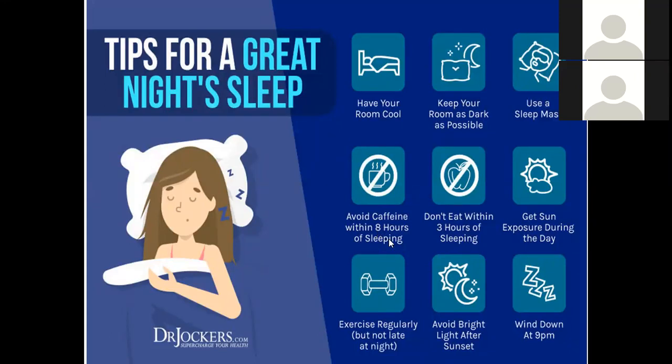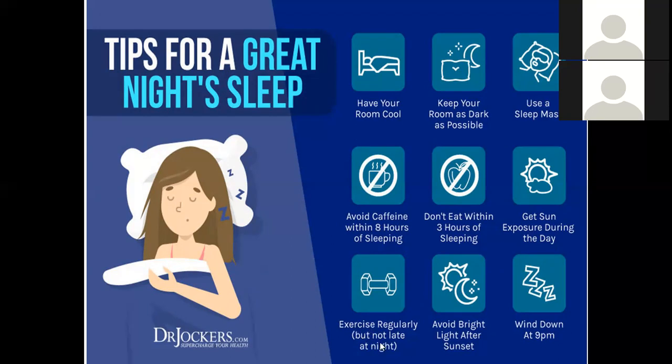Avoid caffeine within the last 8 hours of sleeping. Don't eat within 3 hours of sleeping. So that's another hint. If you know you're going to sleep at 9 or 10 o'clock, supper should be before 6 o'clock, okay? Then get sun exposure. That is so important because then your body is able to manufacture vitamin D during the day. And hopefully when you're getting that sunshine, you also switch on a gland in the middle of your brain called the pineal gland, which churns out a few hormones later on.